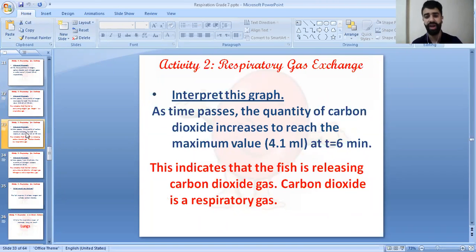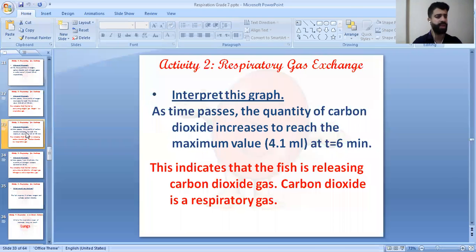For the graph, as time passes, the quantity of carbon dioxide increases to reach the maximum, meaning the highest value, 4.1 milliliter at time 6 minutes, at the end of the experiment. What is the meaning of this? The carbon dioxide is increasing. So this means that the fish is releasing carbon dioxide.